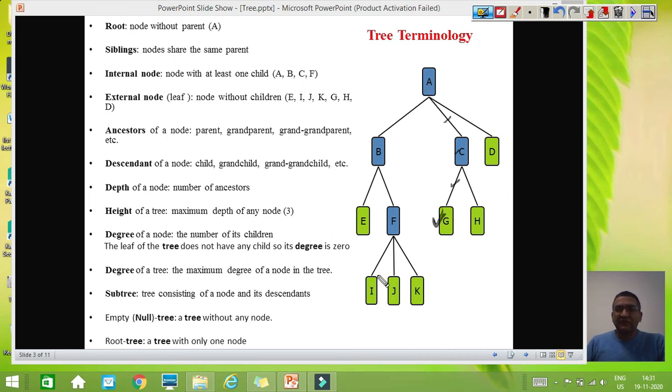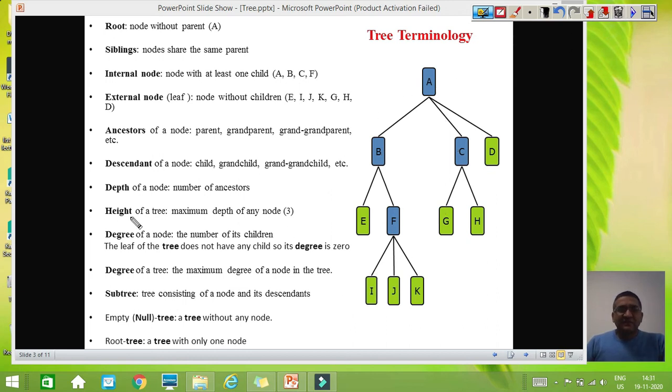Similarly, if I find the depth of I, I will find how many edges there are, so 1, 2 and 3. So this I has a depth of 3. The other way of finding the depth is to look at how many ancestors exist for this node. So this is 1, 2 and 3. So the depth of I is 3.